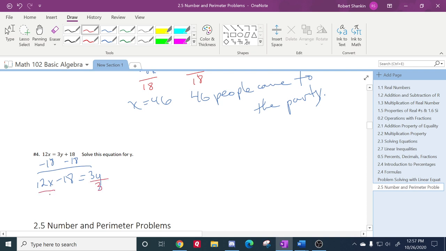Now I'm going to do it with each fraction. And when I write my total answer, I'm going to put the y first. You can always turn any equation around, right, in either order. 12 divided by 3 is 4. y equals 4x minus 6. And that's it.